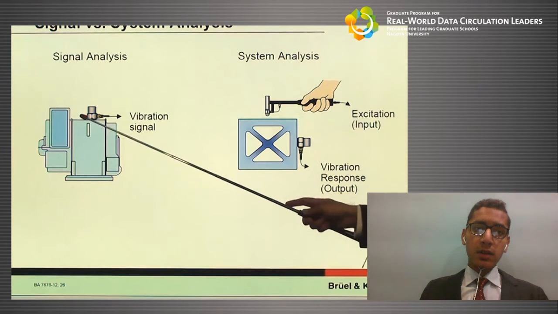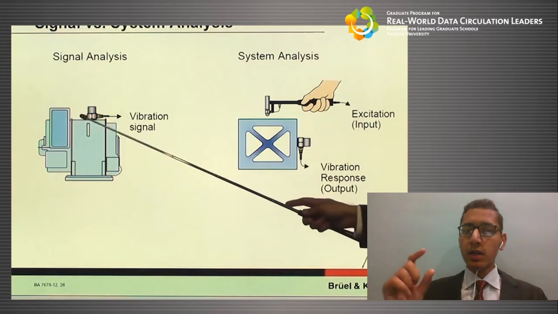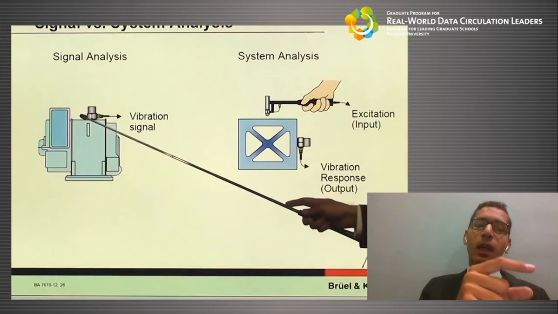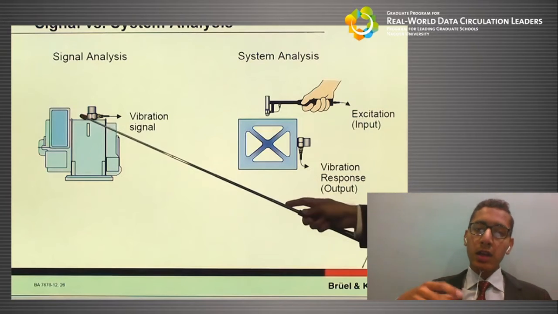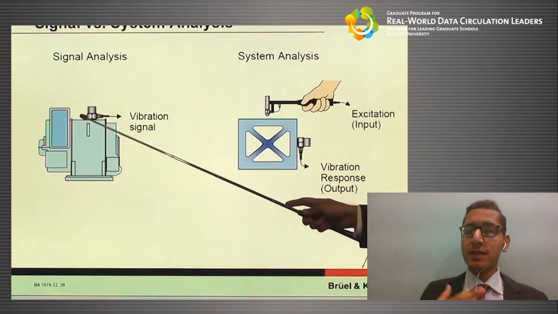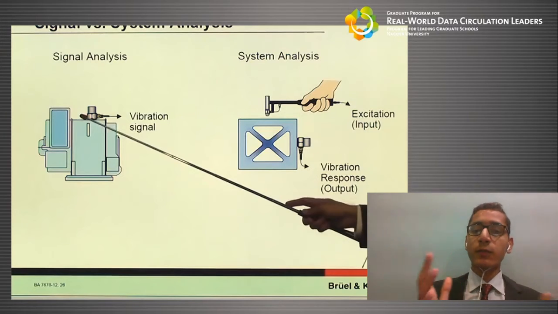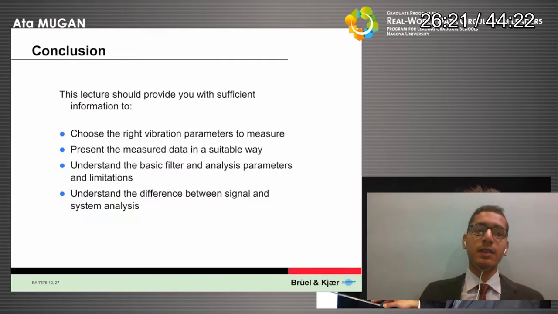Now we see signal versus system analysis. First we have the signal analysis, and then we have the system analysis. In the signal analysis, we attach the sensor on top, and it senses the vibrating signals, while in the system analysis we attach the vibrator, and then we use AMOLED for the excitation purposes. In these two figures, we see two different analyses, and we discuss them further in the coming slides.